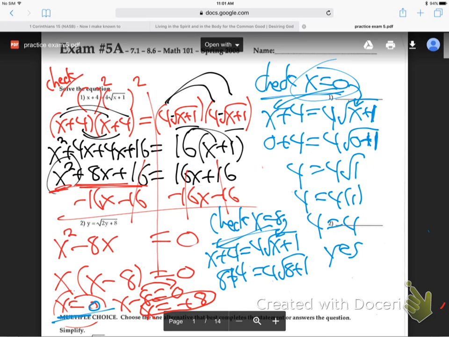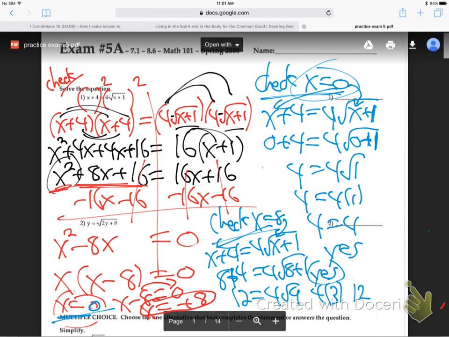What do you get? Use your calculator. Left side 12. Right side 4 root of 9, which is 4 times 3, which is 12. 12 equals 12. Yes. So they're both good, so we keep both answers. 0 and 8 are both valid answers. Usually one of them doesn't check. Say the 8 didn't check, then I would just cross it off, and the answer would only be the 0.